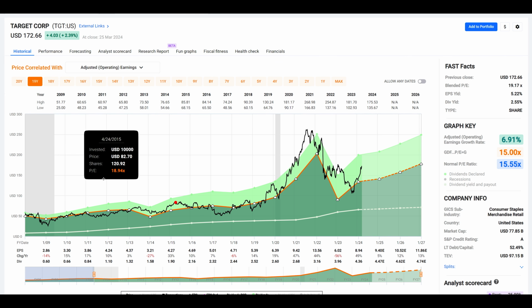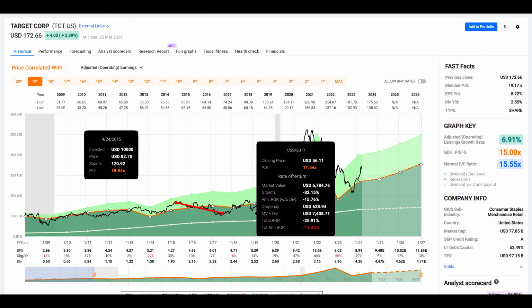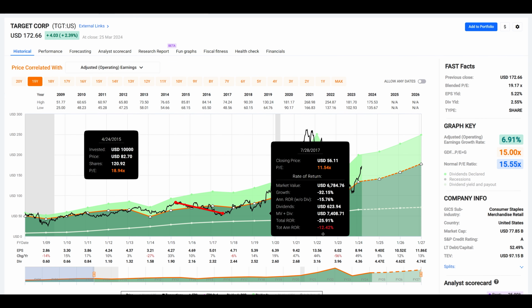For example, if you'd have bought this stock on April 24th, 2015, and held it through July 28th, 2017, you'd have actually lost double-digit returns. Your 10,000 would have shrunk to 6,700 over this 2-year time frame, and even dividends didn't help you.